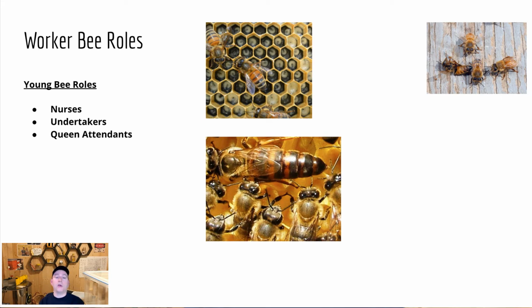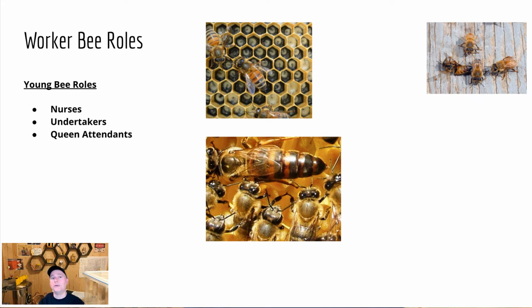Some of the other jobs they could have is an undertaker bee. So bees are extremely clean. They do not want anything nasty inside their colony in the hive. So if a bee happens to die in there, you'll see these undertaker bees be very quick about grabbing that dead bee and taking it outside and throwing it off their landing board. So that's one of the jobs that you'll see younger bees have.